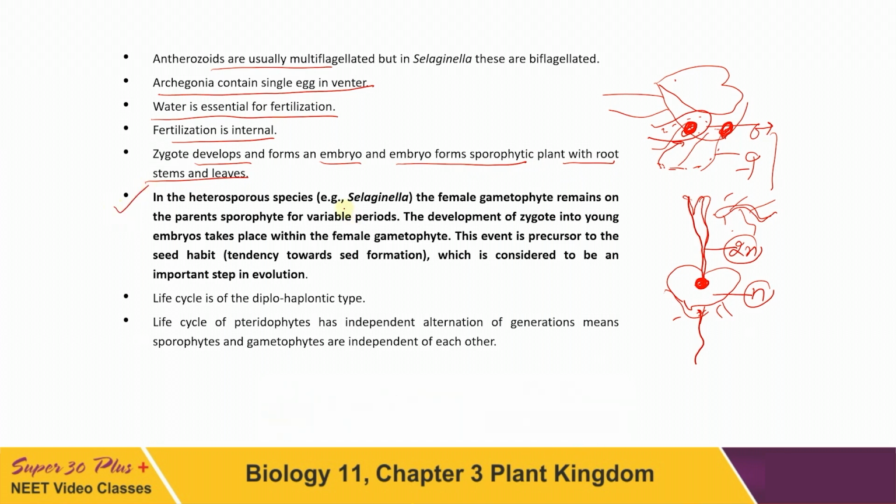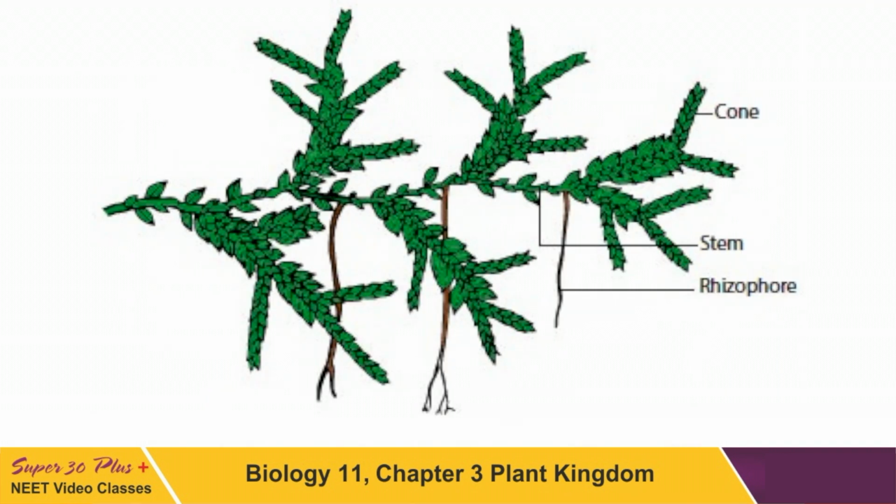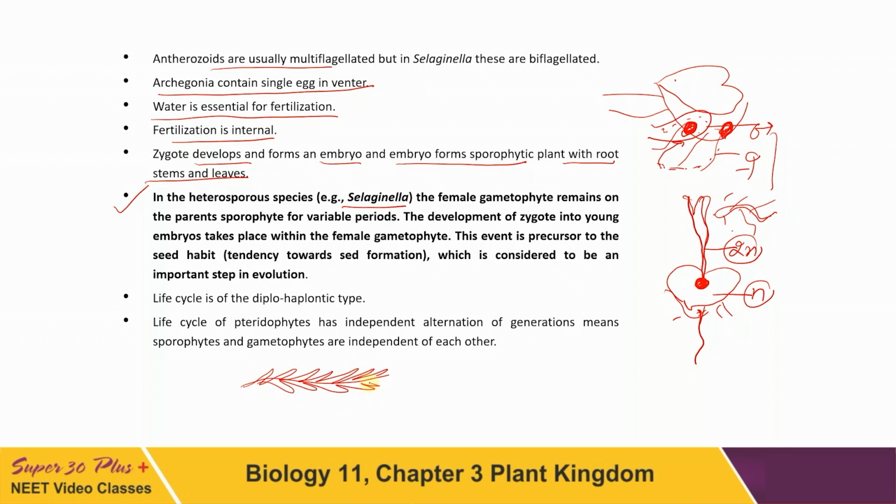Heterosporous, what is there in this? The microsporophylls are there. At the time of reproduction, an aerial branch will come out and a cone-like structure will be formed, which is compact. At the apex, this is known as the cone.